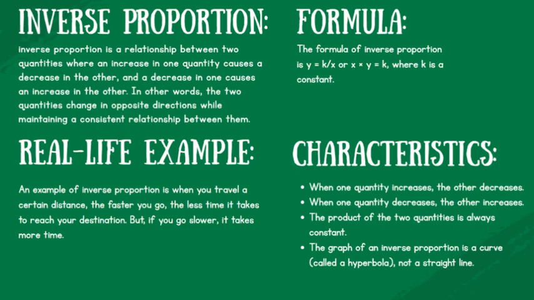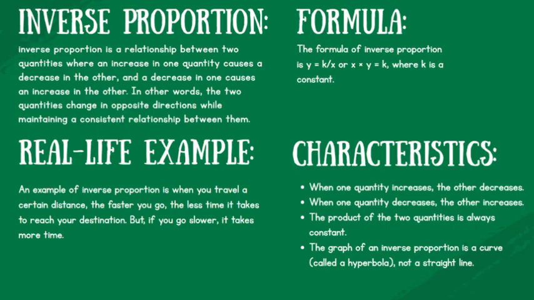So the formula of inverse proportion is y equals k divided by x, or x times y equals k, where k is equal to a constant. The real life example of inverse proportion is when you travel a certain distance: the faster you go, the less time it takes to reach your destination. But if you go slower, it takes more time.